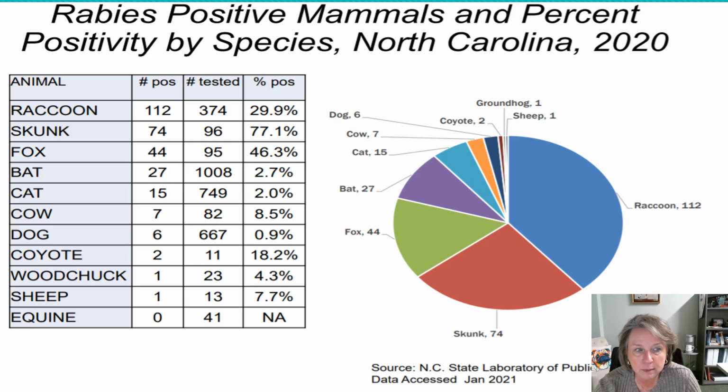Skunks, fox, bats, cows, cats, cows, dogs, coyotes, woodchucks, sheep, and equine, or horses, if you didn't know what that was. Interesting. But these are different graphs and stuff that kind of show you that. I find that kind of fascinating just to see.